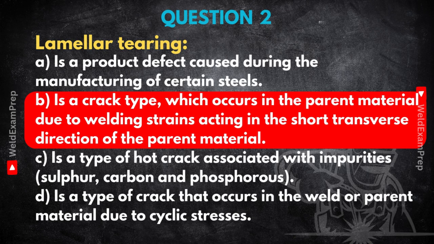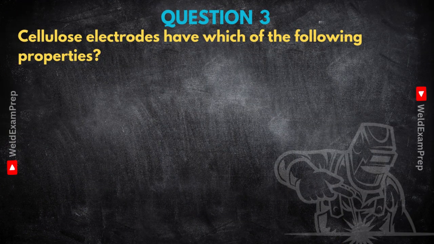Okay, right. So knowing what can go wrong inside the material, let's look at the tools we use, the consumables. Cellulose electrodes, they're kind of legendary, right? What really defines them? What are their key properties?